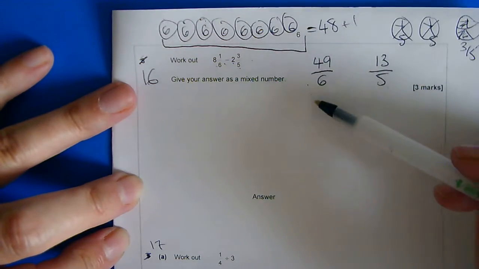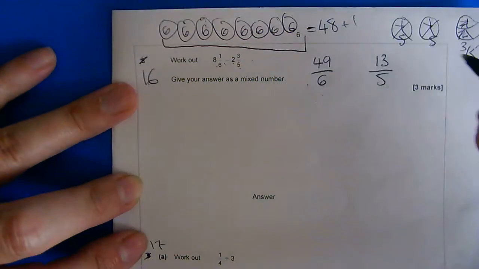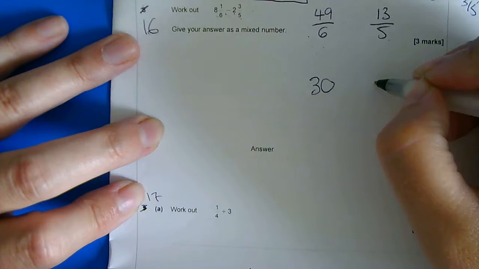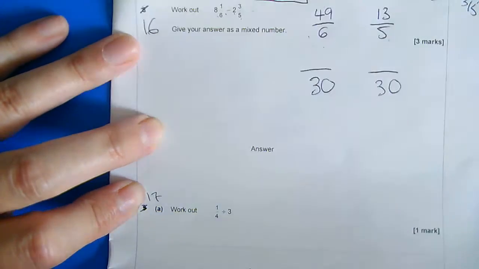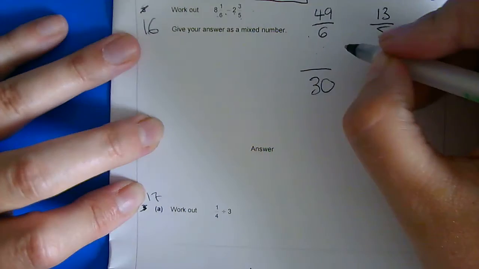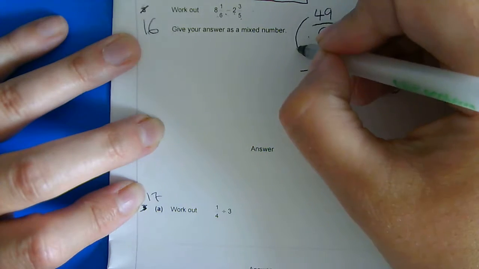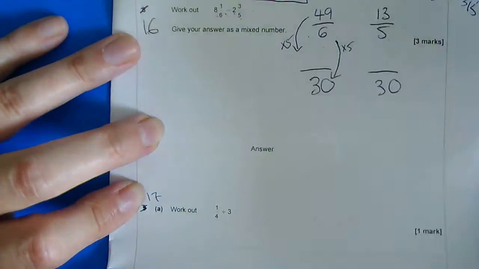Now we're back like the other question. We need to find a common denominator that both 6 and 5 go into. So if you write your 6 times table and your 5 times table patiently, they both go in as the lowest number, 30. To get from 6 to 30, you'd have to times by 5. So you'd also have to do 49 times 5.